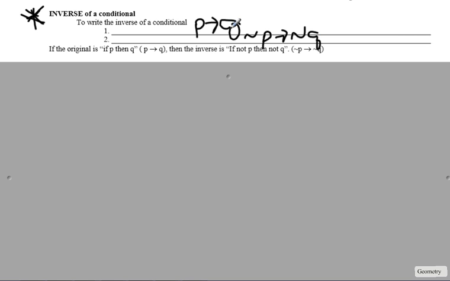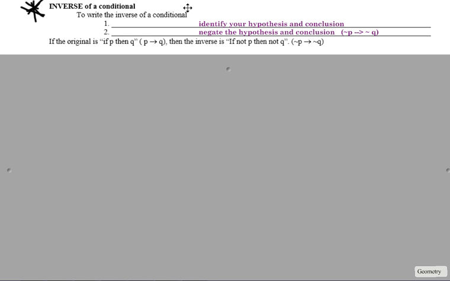So if you want to abbreviate your steps like this, go right ahead, but make sure you know that it means to negate both the hypothesis and the conclusion. So I'm also going to give you the formal steps of how to do it. Okay, so here's the steps if you want to write that in a nice formal way. We want to negate the hypothesis and the conclusion.